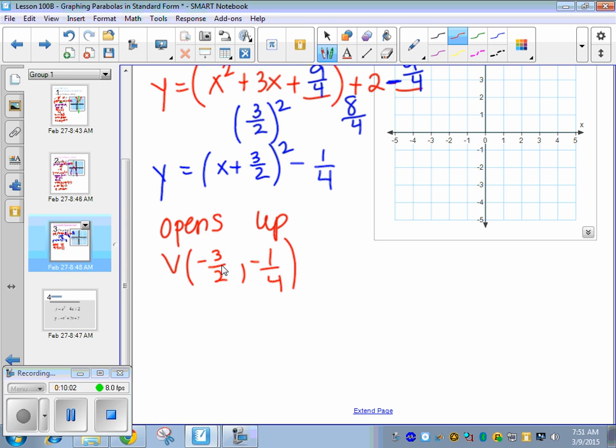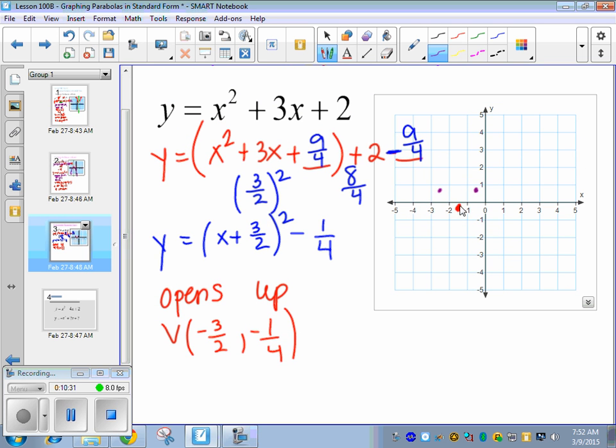This is really -1.5 or -1.5 here, and then -1/4. So we're going to go left 1.5, down 1/4. And it opens up. So when you do your points, you're going to go left 1, up 1. So you're basically just a little bit below that line, and you're in the middle here. And then right 1, up 1. Okay.